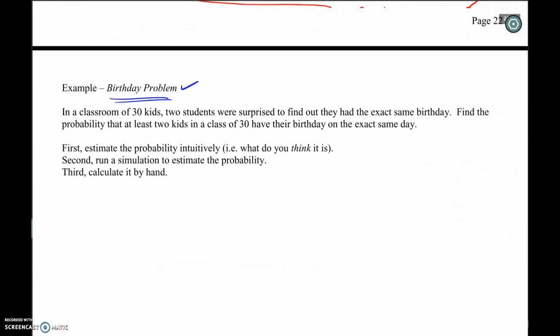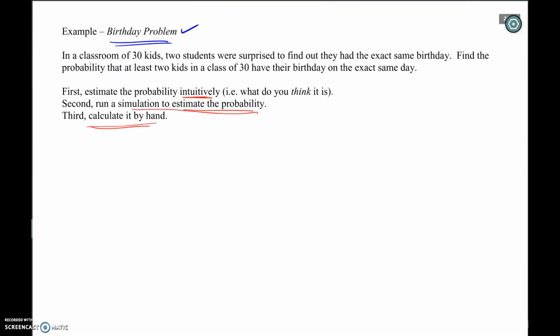The birthday problem. In a class of 30 kids, 2 students were surprised to find out that they had exactly the same birthday. Find the probability that at least 2 kids in the class have their birthday on exactly the same day. First, estimate it intuitively. The reason I ask you to do this is because I think you're going to find that the probability is actually a little bit higher than you might think, and maybe even quite a bit higher. And then let's run a simulation. We would do that in class, and then let's calculate by hand. We may do that in class, we may not. It's a bit of an involved calculation, but it's not that bad actually.